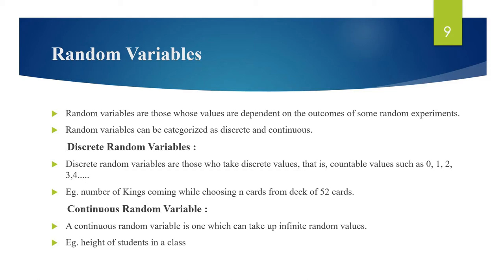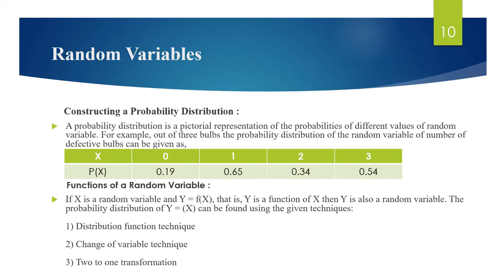So discrete random variables are those that take discrete values, that is countable values such as 0, 1, 2, 3, etc. Some examples of discrete random variable are the number of kings coming while choosing n cards from a deck of 52 cards. So next is the continuous random variable. A continuous random variable is one which can take up infinite values. For example, height of a student in a class can have infinite number of values, and hence it will be called a continuous random variable.